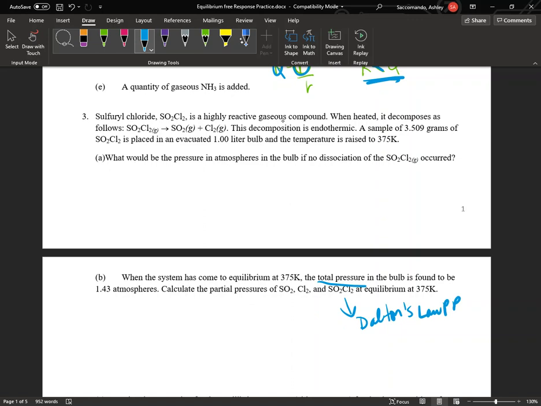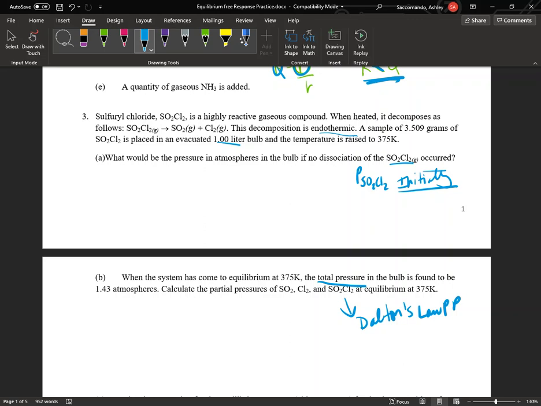Sulfuryl chloride is highly reactive, heated, it decomposes, and so on. Okay, this is exothermic. That's probably important later. You might want to underline as you go. Well, you can't because it's on the computer, but pay attention to that as you're going. A sample of 3.5 grams is placed in an evacuated 1 liter bulb. The temperature is raised. What would the pressure in atmospheres in the bulb be if no dissociation occurred? So basically, it's asking for the partial pressure of this initially because nothing has occurred yet. So it's asking for the initial one.